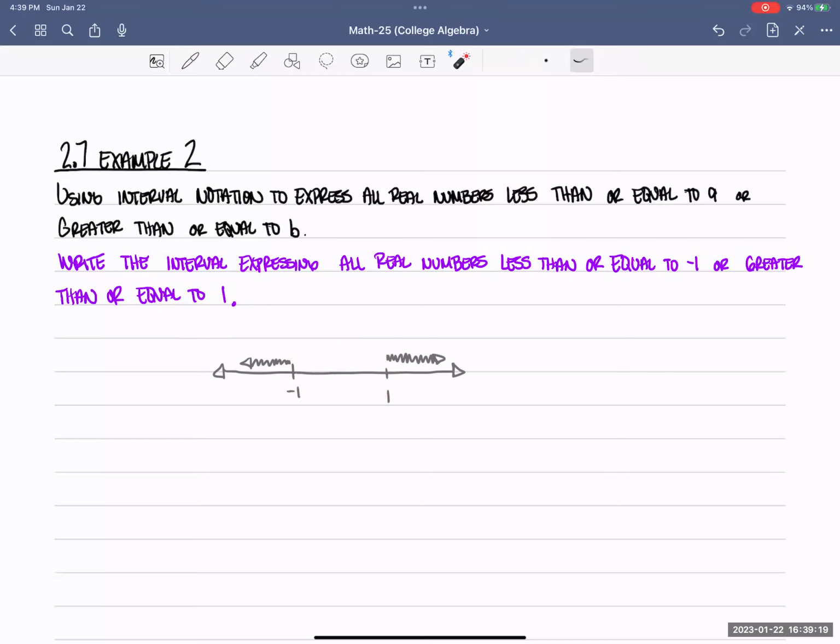Write the interval expressing all real numbers. So less than or equal to, that's telling us that -1 is part of our solution set. So we're going to put that with a closed circle here. Greater than or equal to +1. It's part of our solution set here too. So now we have two chunks that we have to identify.